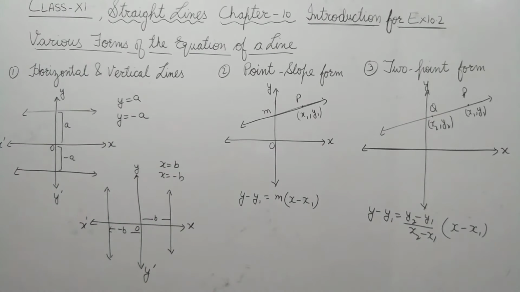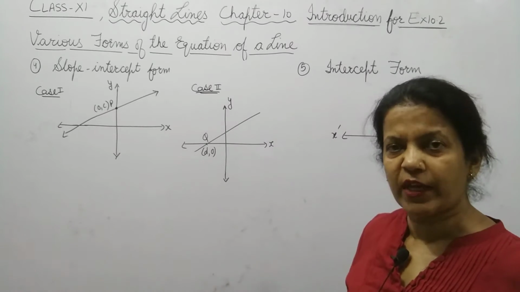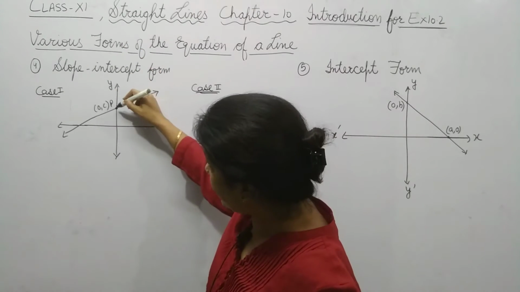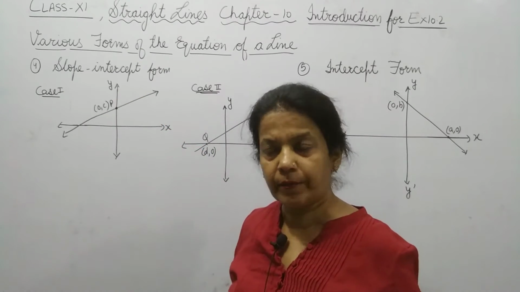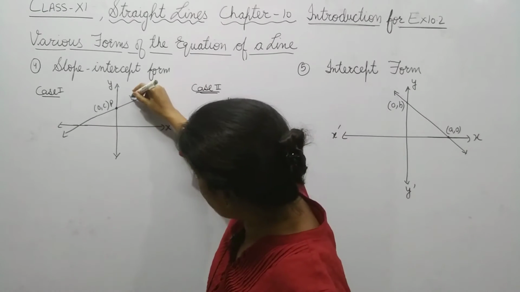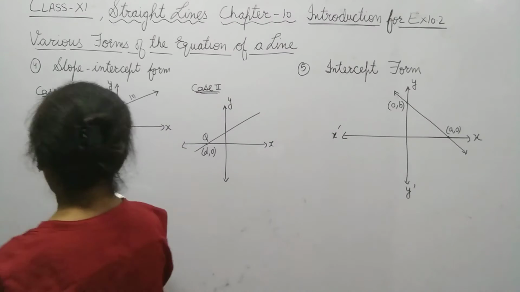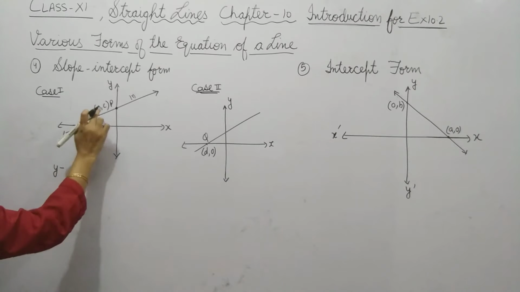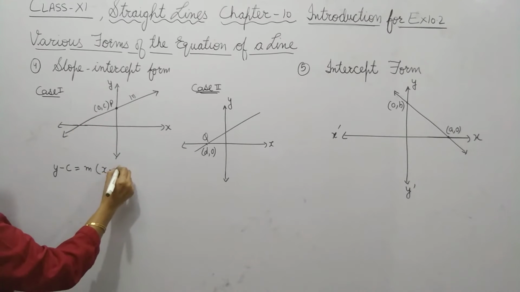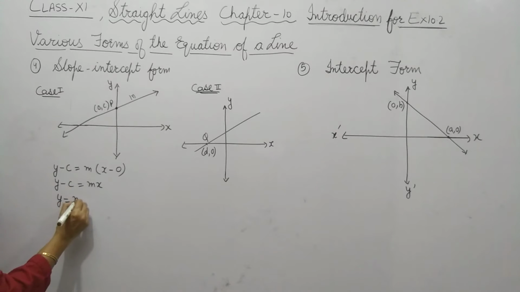Now, come to the next case. Next case is slope-intercept form. There will be two cases here. In case one, suppose that a line intercepts the y-axis at point P whose coordinates are 0 and c, having the slope m. Let's try to make the formula over here. Slope m is given and one point is given. So, how will you find its equation of line? That is y minus y1 equal m times x minus x1, the one point formula. So it will be y minus c equal mx, or we can say y equal mx plus c.